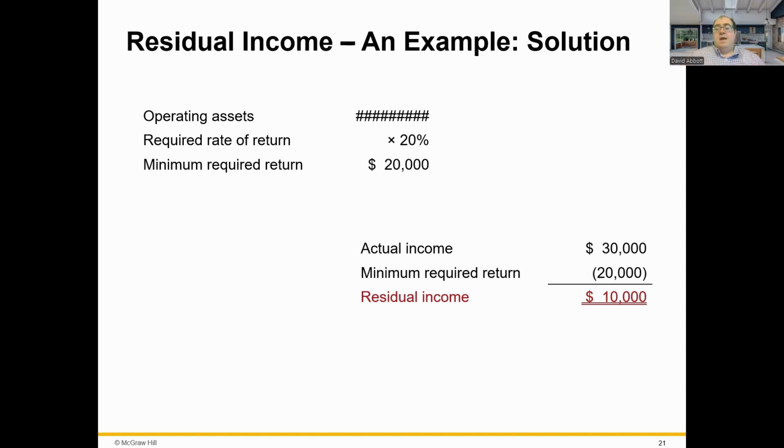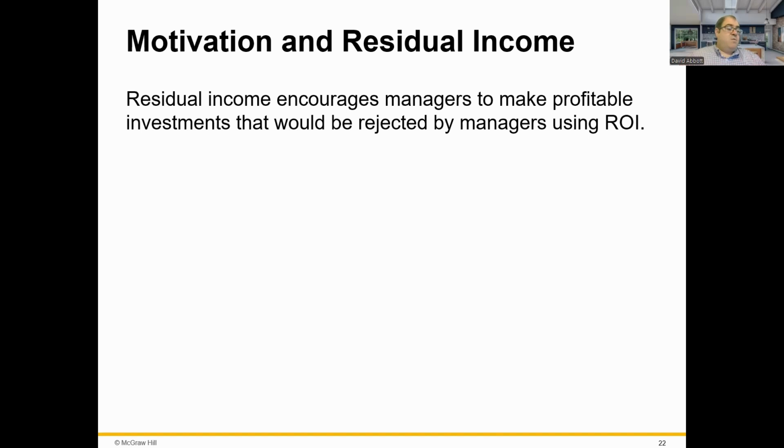So it's what is in excess of what the required return is. Motivation and residual income. The residual income approach encourages managers to make investments that are profitable for the whole company, but that would be rejected by managers who are evaluated on ROI. More specifically, it motivates managers to pursue investments where the ROI associated with these investments exceeds the company's minimum required return, but is less than the ROI being earned by the manager.